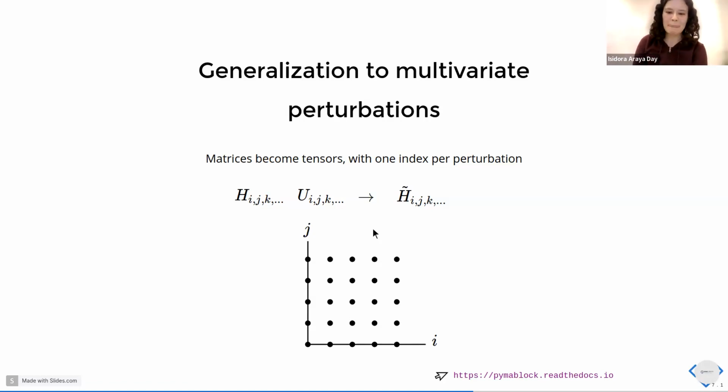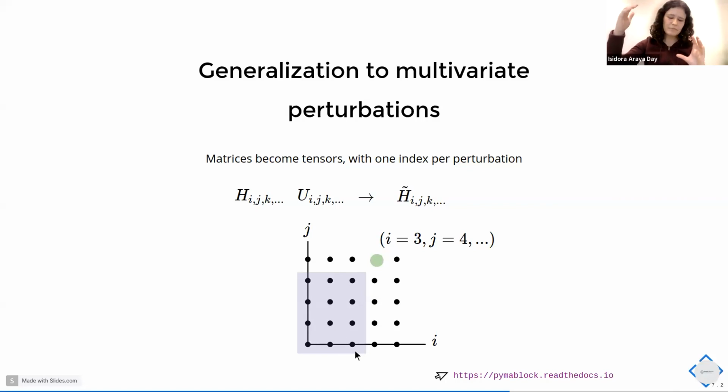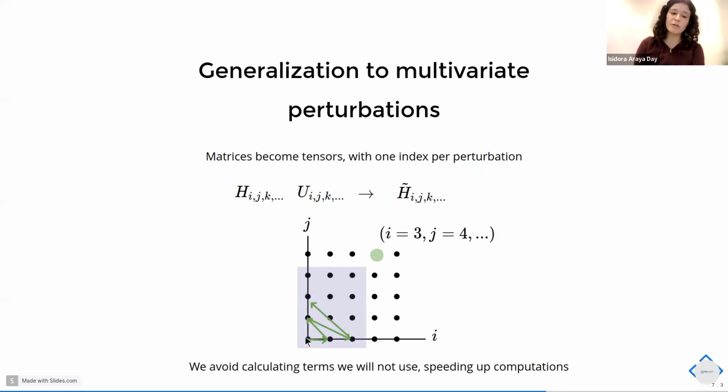space of perturbations. So if we wanted a term that is like alpha to the power of 3 times beta to the power of 4, that is this green point here, then we would need to compute recursively all the terms that are enclosed in the rectangle under this point. And so we would start by having the unperturbed Hamiltonian at the origin, then computing first order in alpha, first order in beta, second order in alpha, alpha times beta, and so on, so that every new term requires the terms that we have already computed.